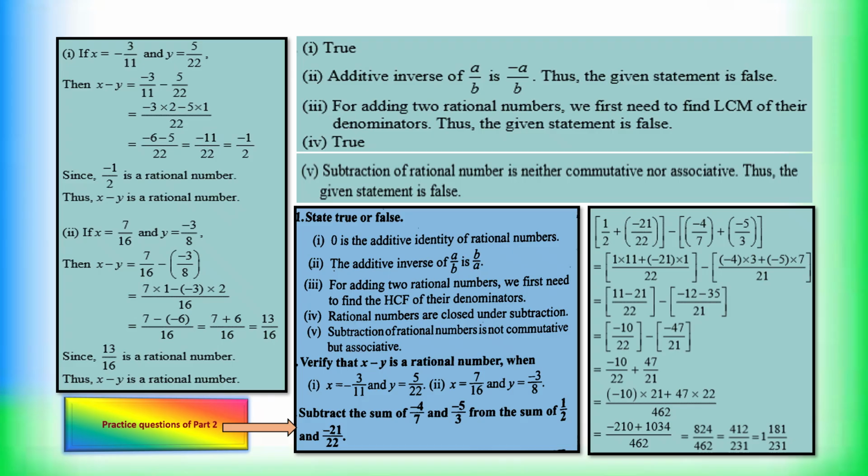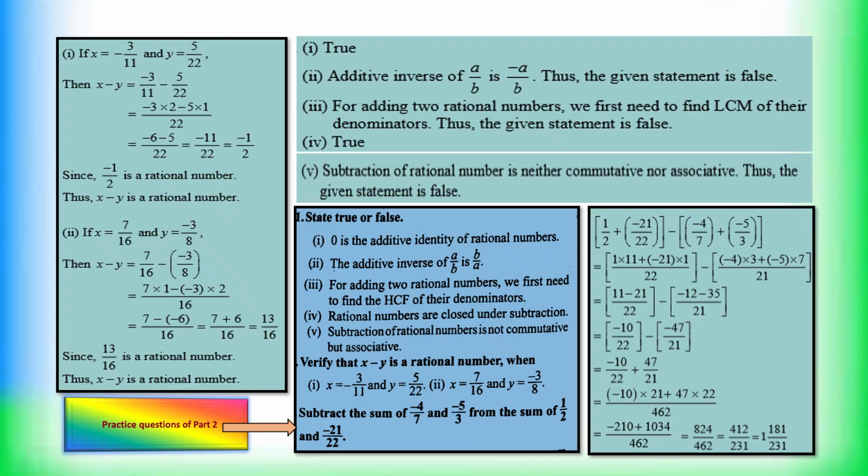When we write the statement as false, we need to give the reason there, because in objective type questions, normally if the approach is correct and the answer is wrong, part of the mark is given. So we need to write the reason to ascertain that the answer is correct. For adding two rational numbers, we first need to find the HCF of the denominators. Obviously, it is not HCF, it is LCM, so it is false.